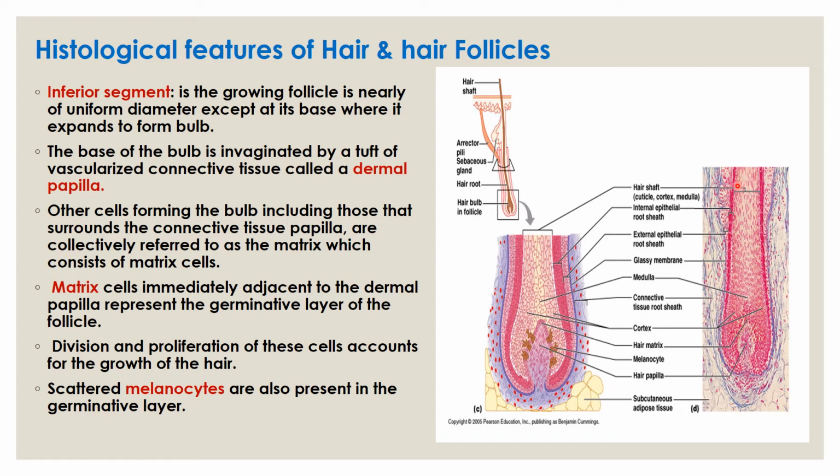So these are all showing you the parts of the hair. The hair shaft basically consists of three layers: the central medulla, the cortex, and then the outer cuticle layer. So we'll discuss these layers.